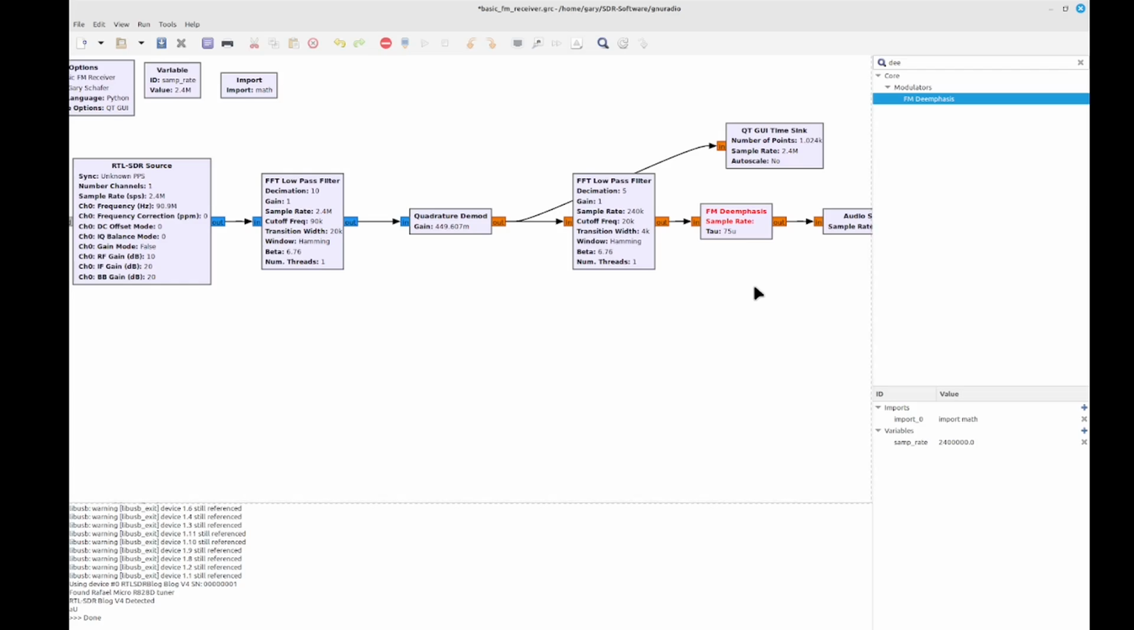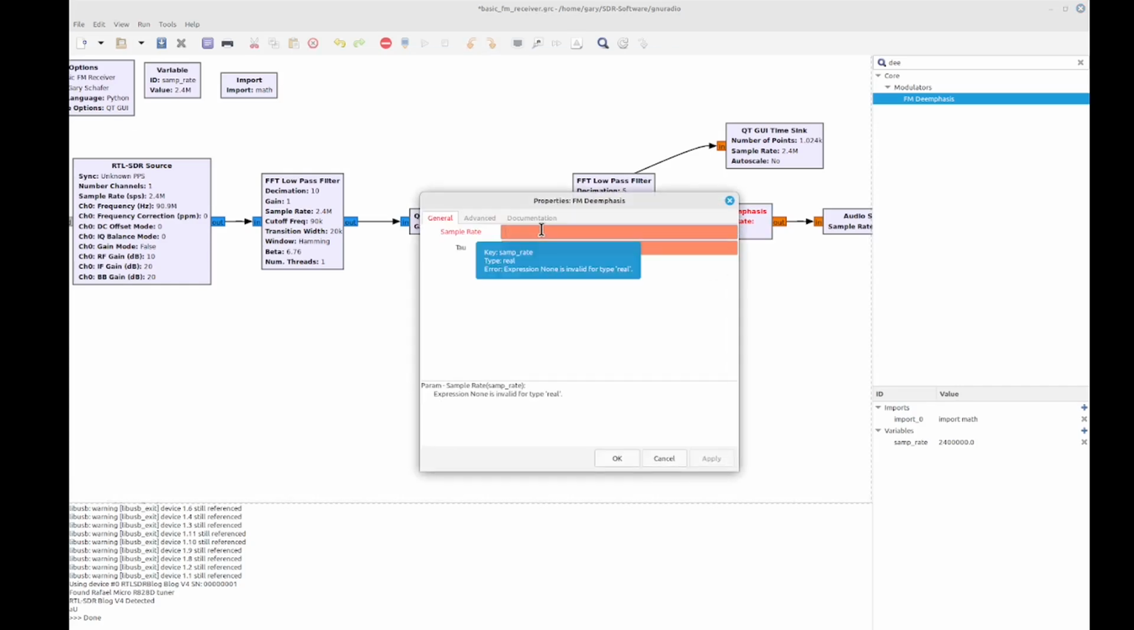But what you need to do on the receive side is add in this low-pass filter, this deemphasis circuit, in order to equalize everything again. So I'm going to open this up. Sample rate, well, that's 48 kilohertz. And then this tau value, that's just related to the values of the low-pass filter. In the US, it's 75 microseconds. Overseas, it's 50 microseconds. I'm in the US, so I'm going to use 75.